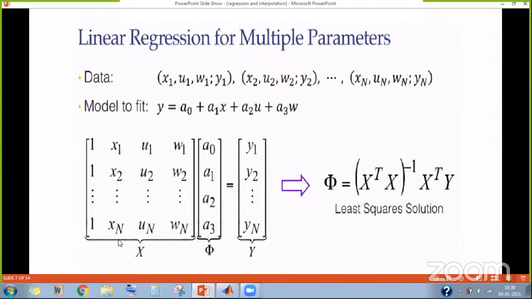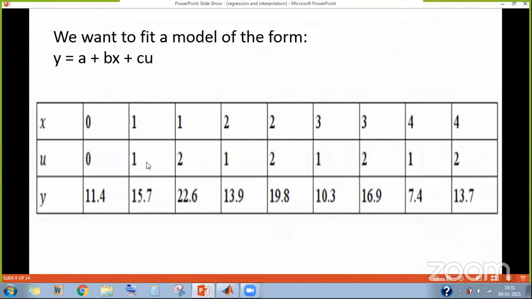So they have created this matrix and called it X, and this is the Y matrix, called capital Y. For getting these coefficients, we do X transpose into X, the inverse of it, multiplied by X transpose into Y. Now we will take a question and try to solve this. We have X, U, and Y, and we want to fit a model like this: Y equals A plus BX plus CU.